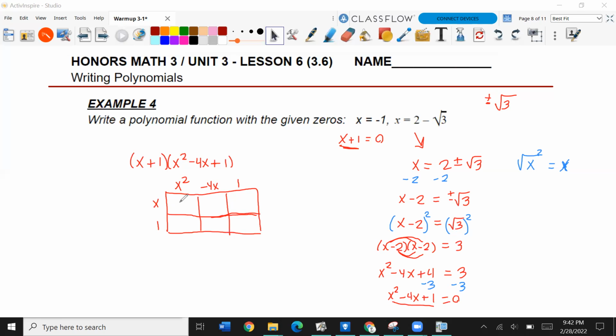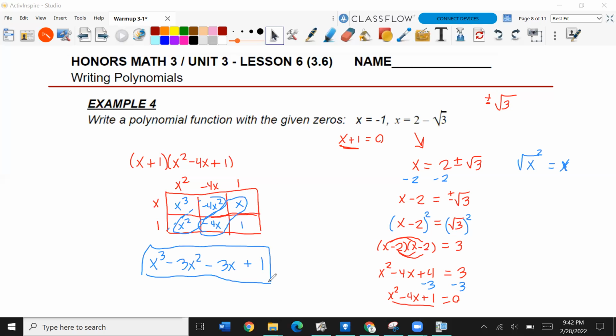All right, guys, this is going to be x cubed, negative 4x squared, x squared, negative 4x, and 1. And my like terms are going to be x cubed. These combine to negative 3x squared. Let's see, these combine to negative 3x. And finally, plus 1. So that is your solution.